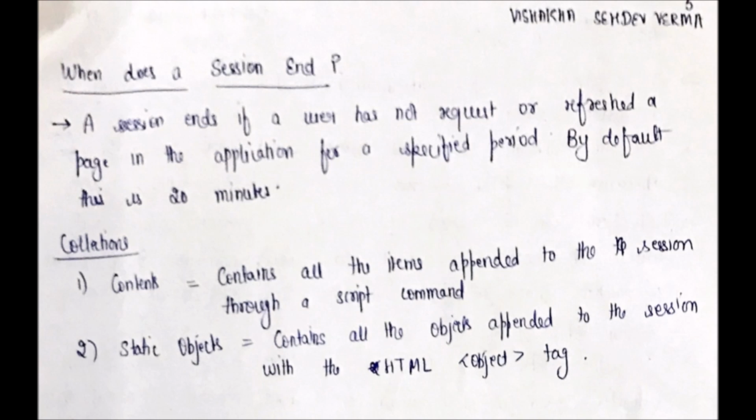Now we will be discussing collections. First is Contents. It contains all the items added to the session through a script command. And StaticObjects, which is kind of the same as what we have already discussed in the ASP Application object: Contents will contain all the items added to the session through a script command, and StaticObjects contains all the objects added to the session with the help of the object tag.